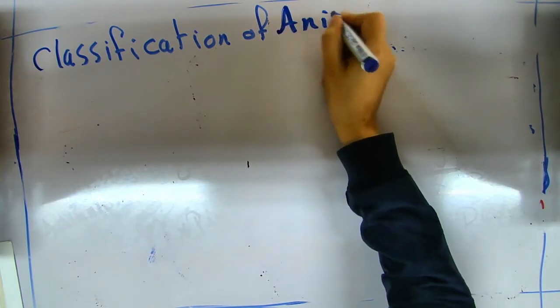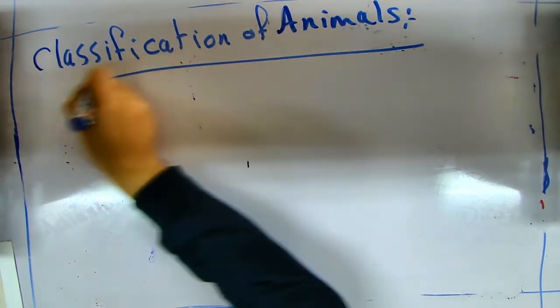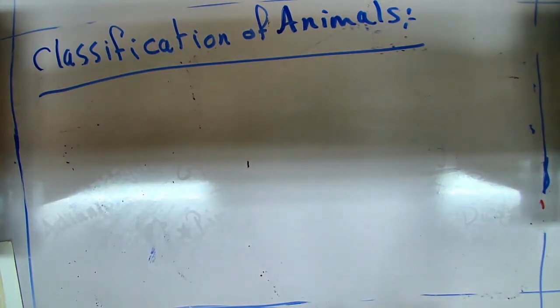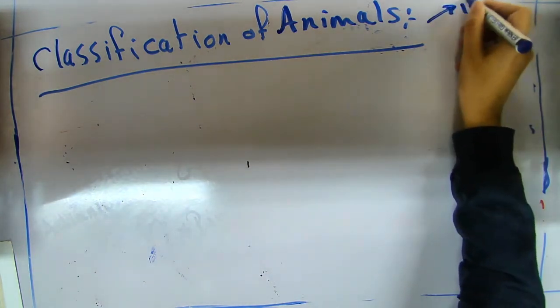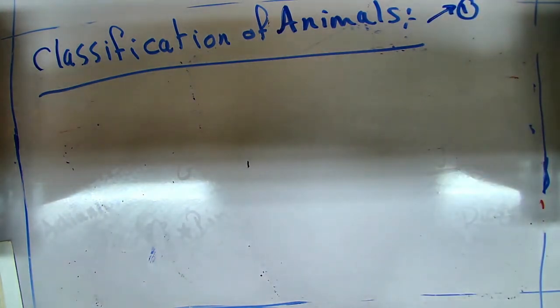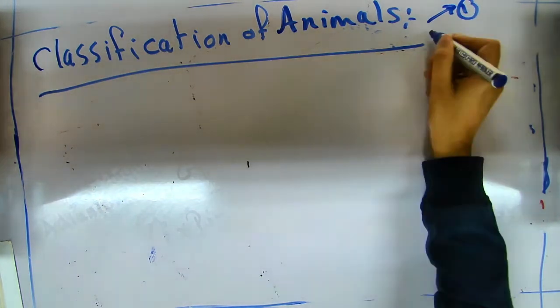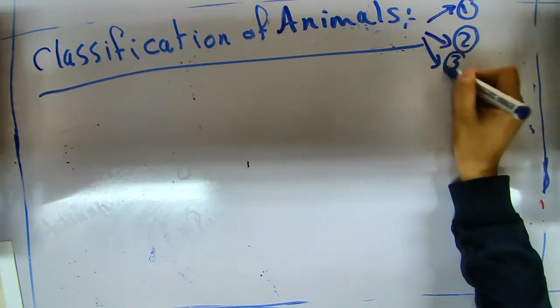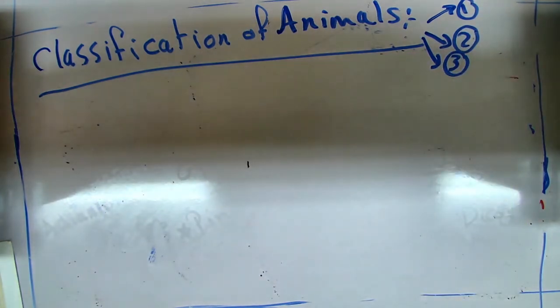Classification of animals. We will talk about the external shape or the presence of body support, and also the number of legs in arthropods and the number of teeth in mammals. We will talk about three points. Number one, classification of animals according to nature of body support. Number two, number of legs in arthropods. And the third point, mammals and the presence of teeth.